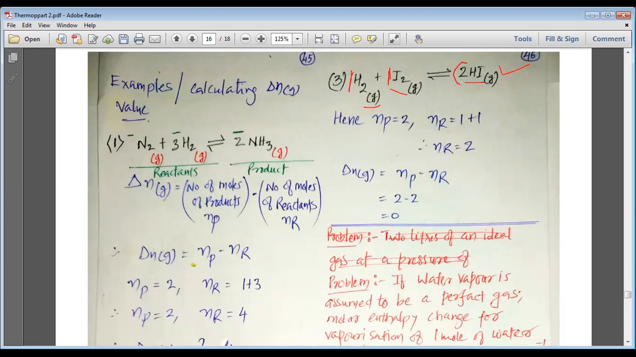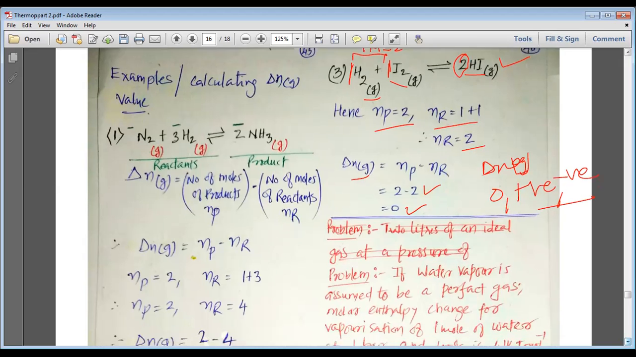Here the total number of gaseous products is 2, and the total number of gaseous reactants, that is 1 plus 1, simply gives us 2. So this is how NP is equal to 2 and NR is equal to 1 plus 1, that is 2, and that is why delta N gas is NP minus NR, that is 2 minus 2, that is 0. So delta N gas can be 0, it can be a positive value, or it can be a negative value, my dear students. This is how we understand the delta N gas.